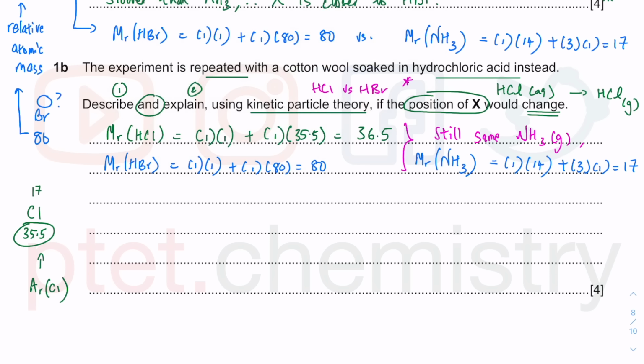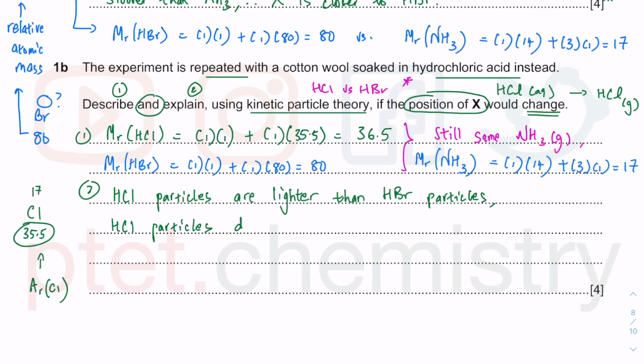So what do we know here? HCl particles are lighter, or you can say HBr particles are heavier, but it's not enough just to say the point without showing the working. These are very important in the working. So now I'm just explaining. HCl particles are lighter than HBr particles. So the lighter you are, you diffuse faster. So HCl particles can diffuse faster.